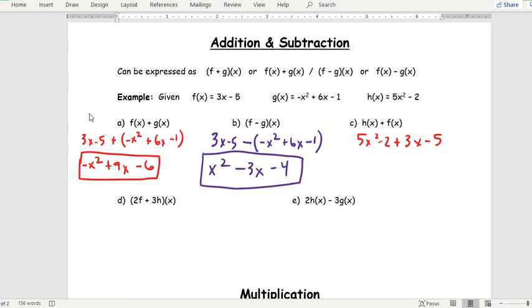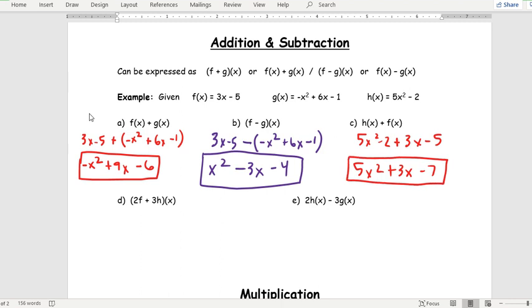All right, let's combine the like terms. 5x squared, no other x squared terms. So we get 5x squared. And let's combine our linear terms. There's only one of those. So the plus 3x just comes on down. We do have two constants we can add together, a negative 2 and a negative 5. That's negative 7. So 5x squared plus 3x minus 7.